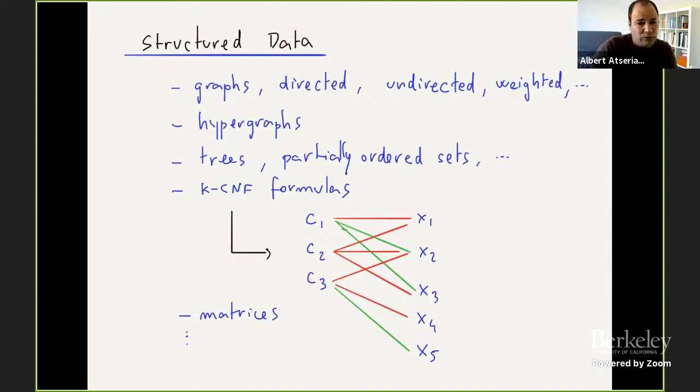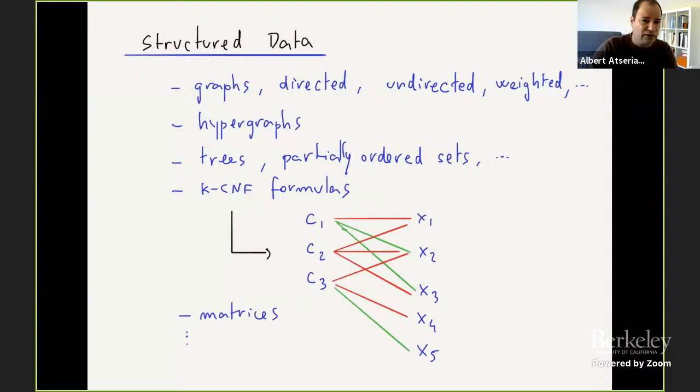But we know that the data has structure. Data is not just a bunch of bits. Data comes from something that we want to understand and analyze, such as graphs. It could be directed graphs or undirected graphs. It could be weighted. It could have hypergraphs where edges have more than two vertices. It could have graphs that have the structure of a tree.